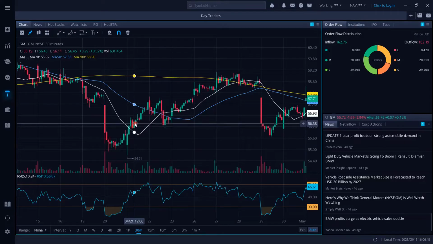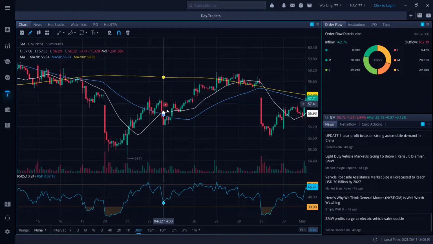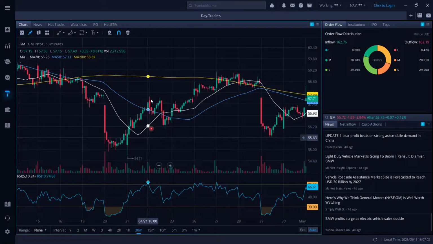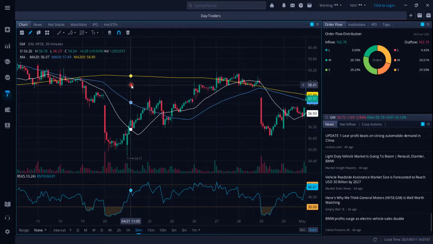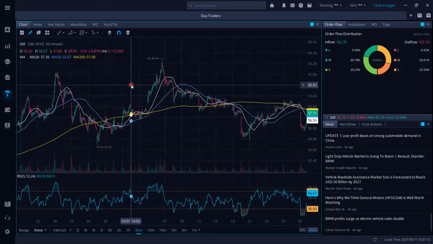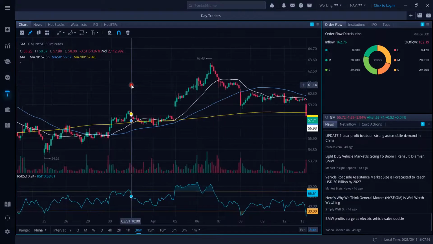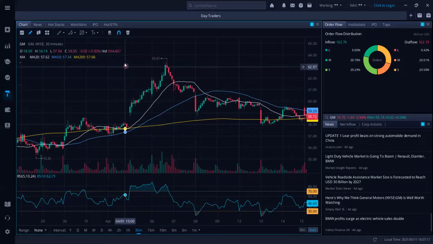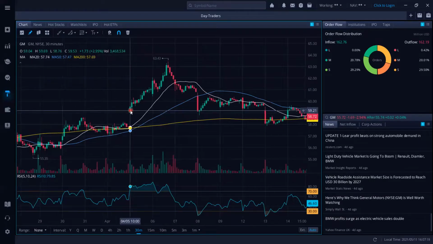You'd probably catch it somewhere around here, 56 to about 57, a little scalp move. And the key is I'm getting out here because it's overbought. We hit an overbought point, and that happened pretty darn quickly. So that's just something to think about. GM is definitely not the best chart that I've ever seen, but it happens. So here's another point right here.